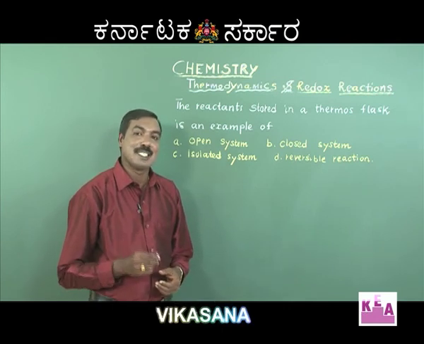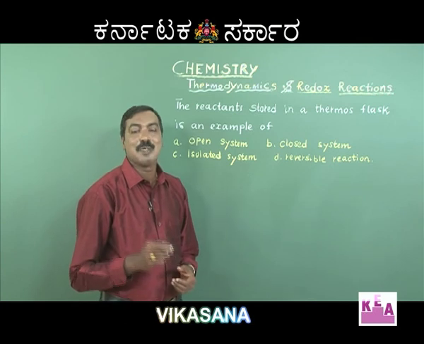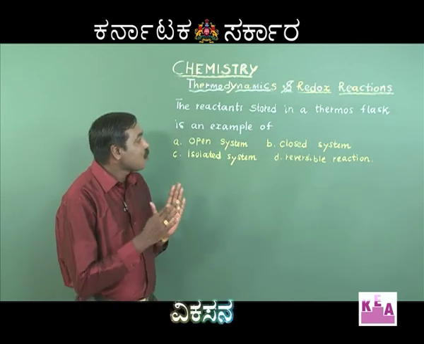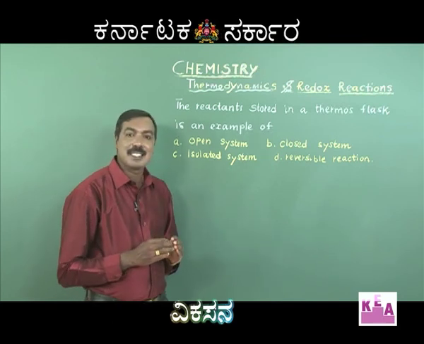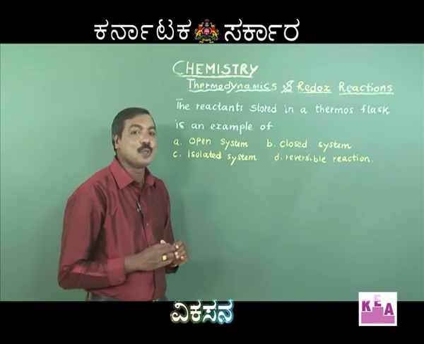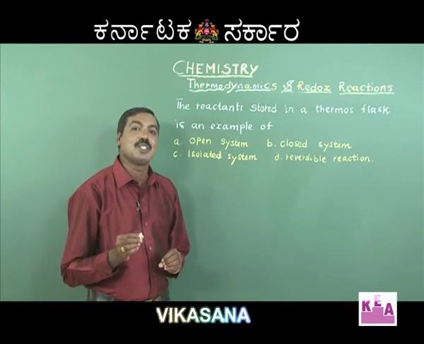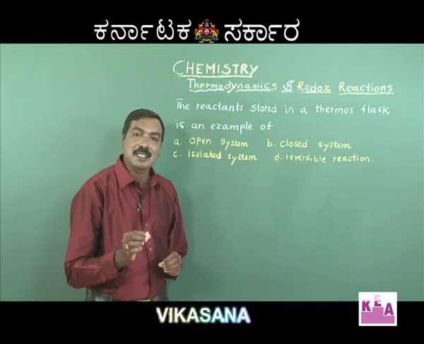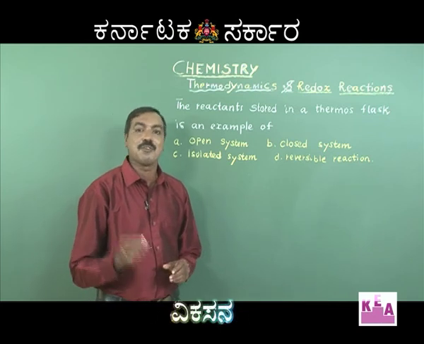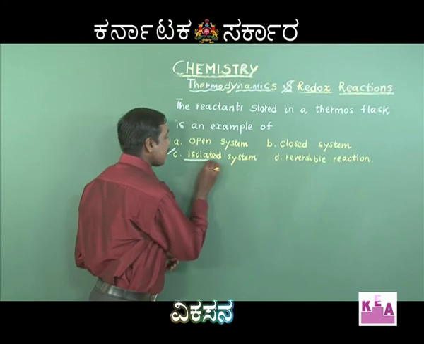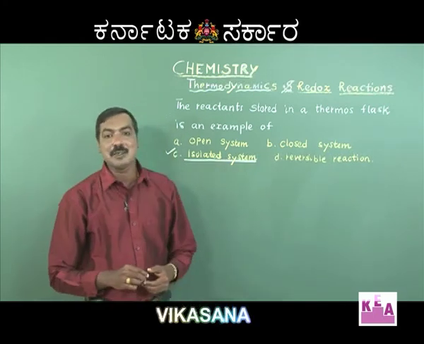If you have understood the statements that I have made, you should be reeling with the answer. The reactant stored in a thermos flask belongs to an isolated system, where there is neither exchange of heat nor matter with the surrounding. Therefore, the right option is option C, isolated system.